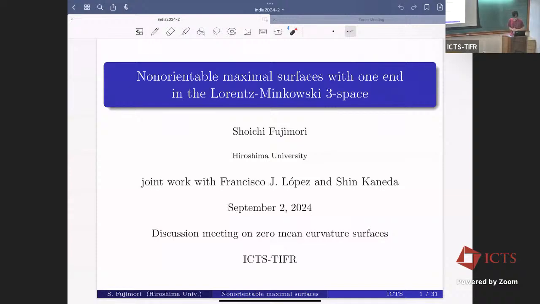Okay. So today I'm going to talk about non-orientable maximal surfaces, and especially surfaces with one end in the Lorentz-Minkowski 3-space. But as I mentioned yesterday, there are no non-orientable surfaces in Lorentz-Minkowski 3-space. So first, I will recall some basic facts about minimal surfaces in Euclidean space. Then I go to the Lorentz case.